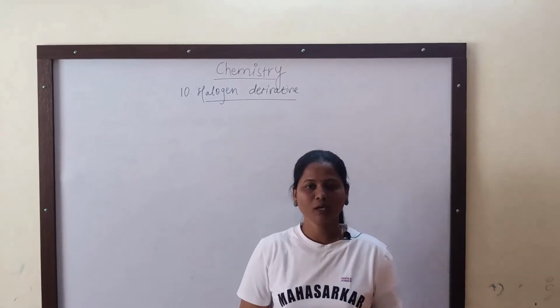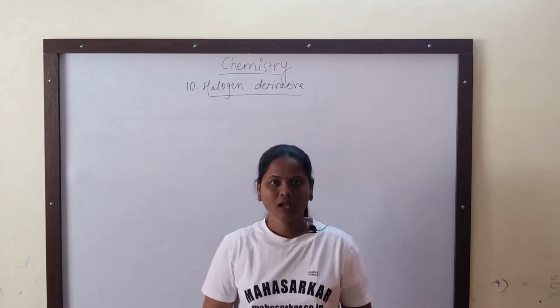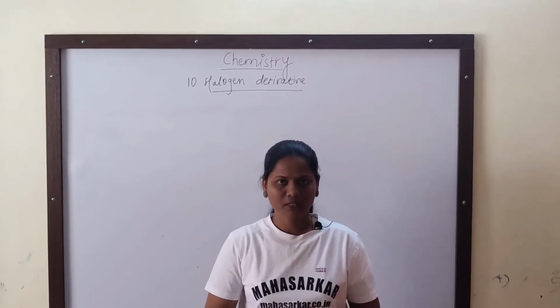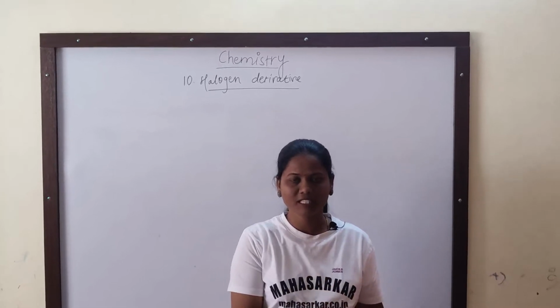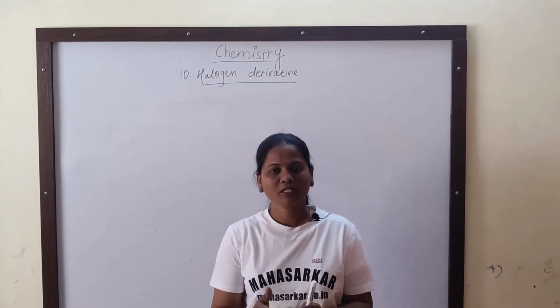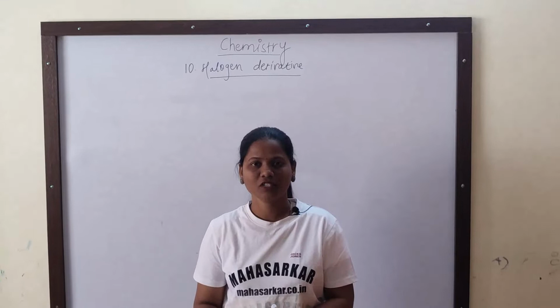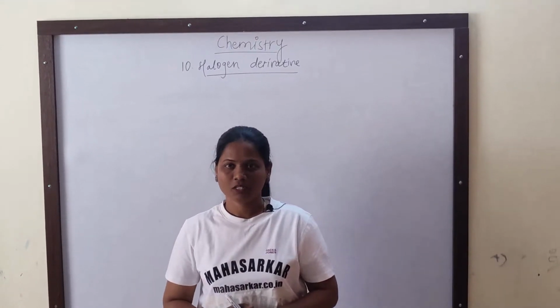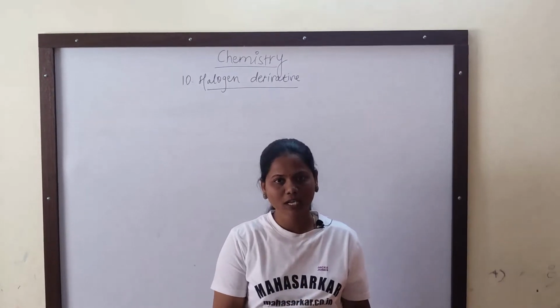We are going to learn about the halogen derivative. Now, in 12th standard, there are nearly 16 chapters. Some of the chapters are included in physical chemistry, and some chapters are included in organic chemistry. So, directly we will go with the organic chemistry.